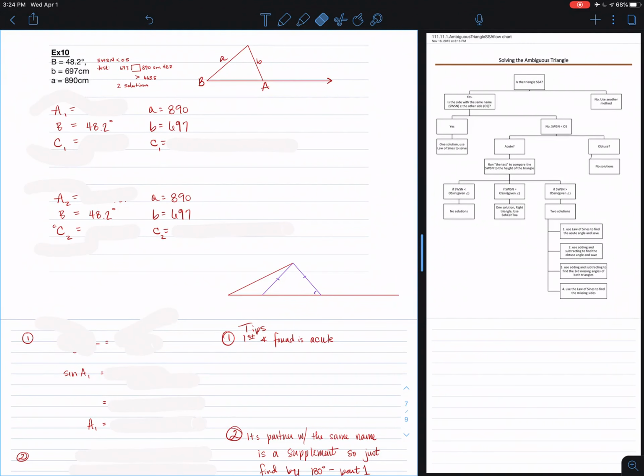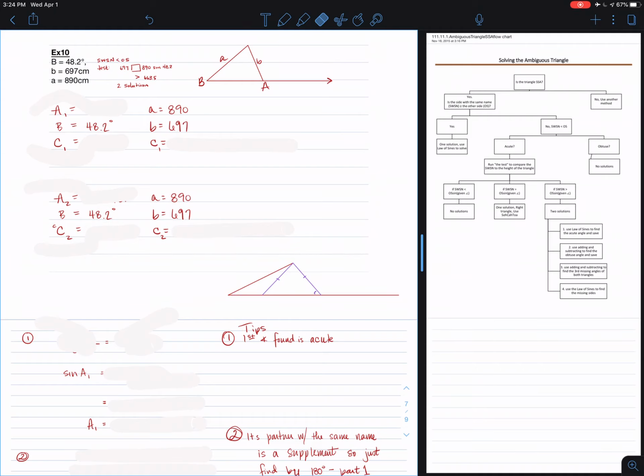Hey folks, so this is a continuation of section 11.1. This is going to be the third lesson video in 11.1, and this particular part of the lesson video is only going to cover a triangle that has two solutions. I would call it the most challenging one, so I wanted to give it its own video. We're going to work through example number 10. This is once again section 11.1, example number 10.